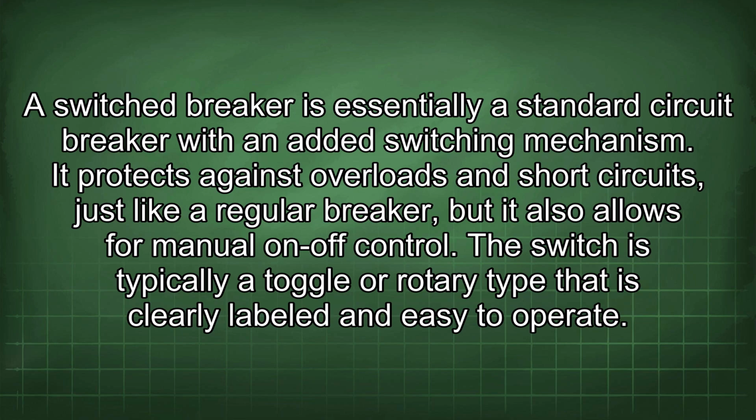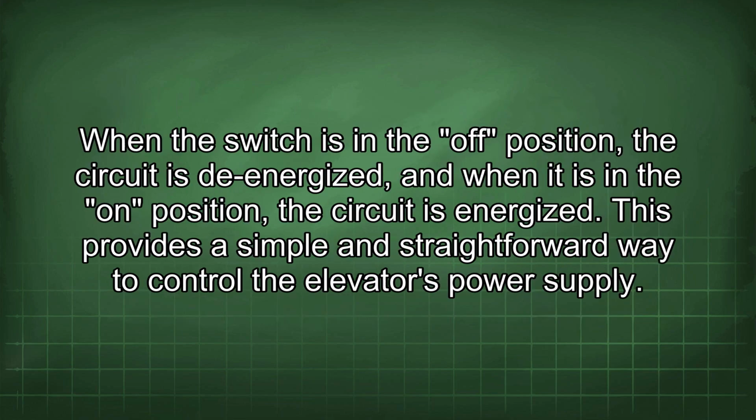The switch is typically a toggle or rotary type that is clearly labeled and easy to operate. When the switch is in the off position, the circuit is de-energized, and when it is in the on position, the circuit is energized. This provides a simple and straightforward way to control the elevator's power supply.